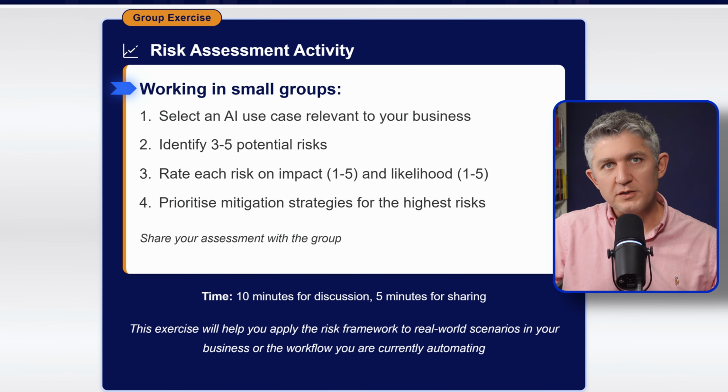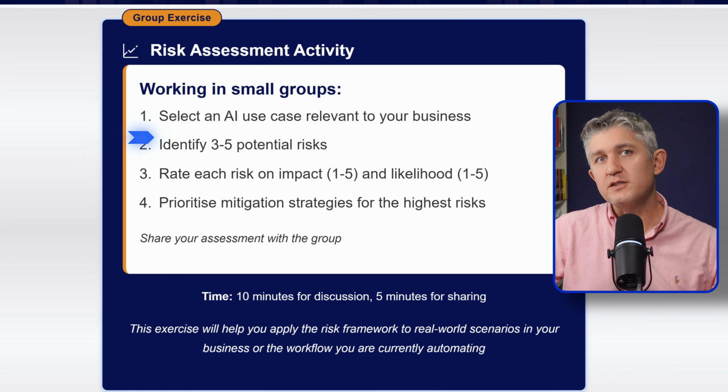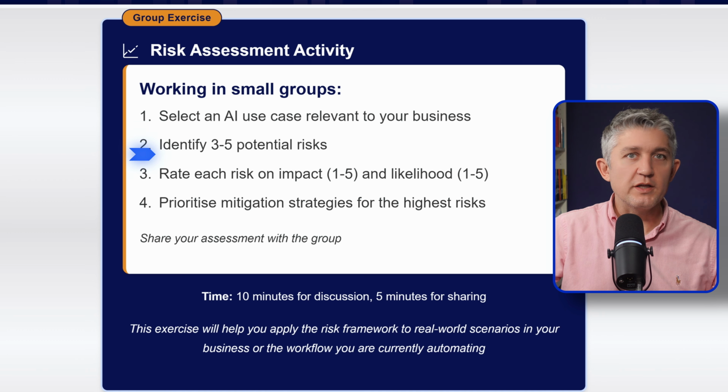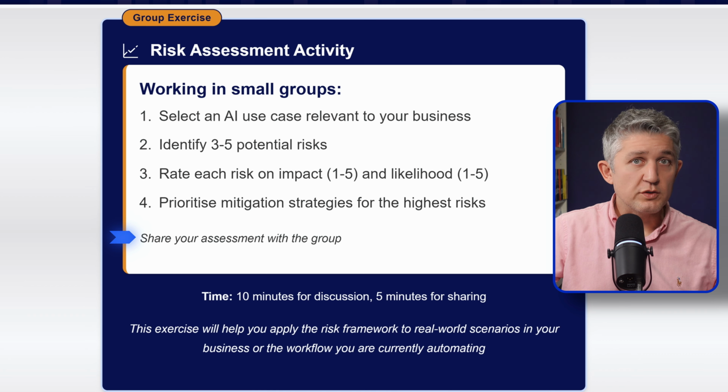If you're following this as part of your training, in small groups or by yourself, pick one AI use case. List 3 to 5 risks that are most applicable to your business or department. Rate each of them on impact and likelihood from 1 to 5. Choose top mitigations for the highest risks. Then share with the room or reflect on your own on how you would mitigate them.